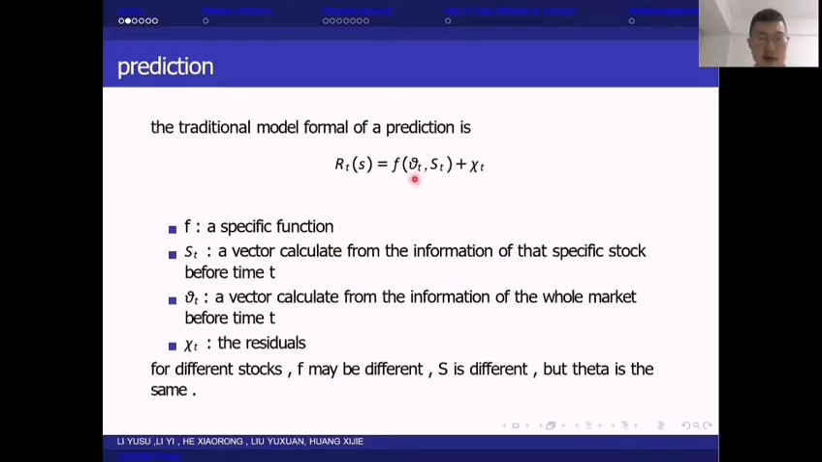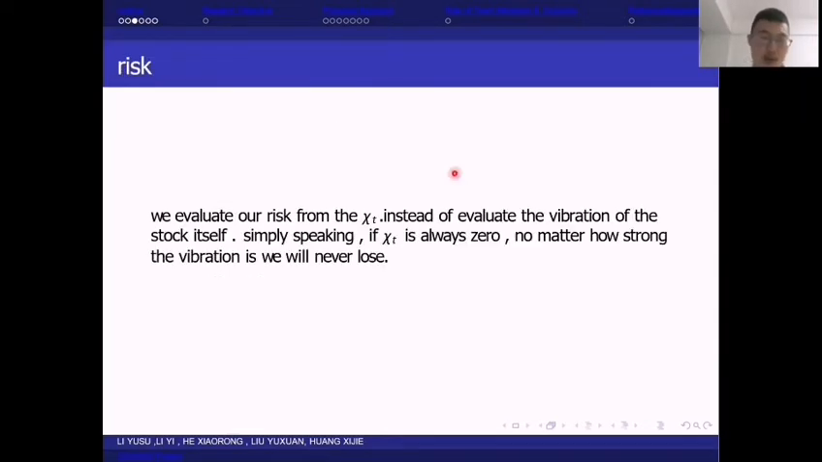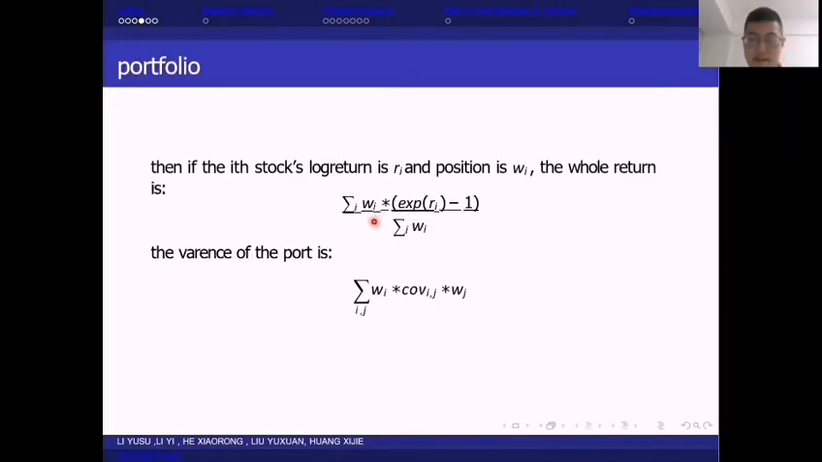This is our formal model. Theta is the market information, S is the stocks information, chi is the residues of our model. We evaluate our risk by considering chi. And then is our return.